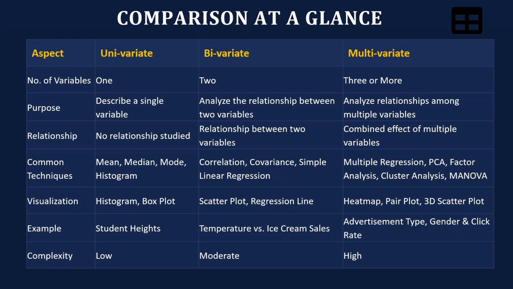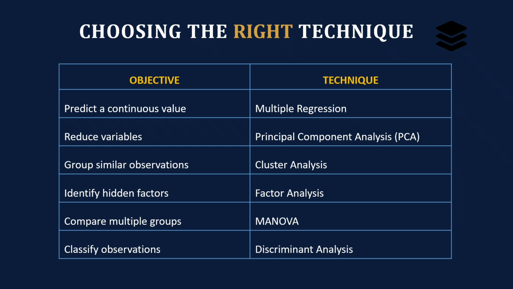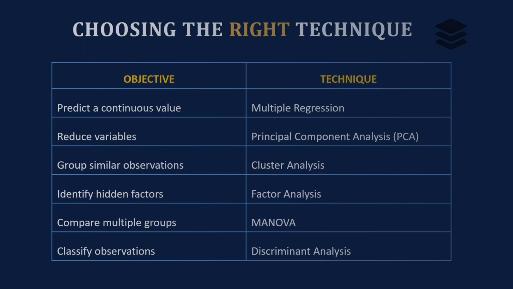So the next slide is choosing the right technique. After understanding the different multivariate techniques, the next step is to choose the appropriate technique. If the goal is to predict a continuous value, we use multiple regression. If you want to reduce the number of variables, we use principal component analysis. To group similar observations, we use cluster analysis.